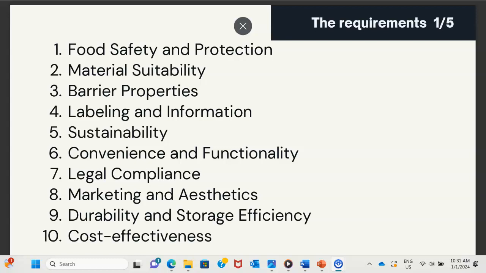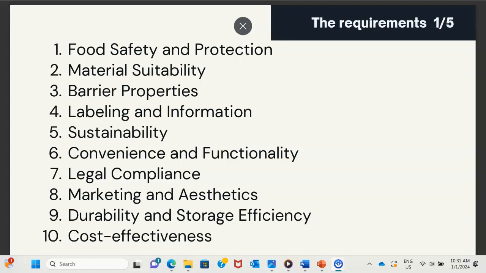Hello again. This is the second part of the food packaging in chapter 5. So I will continue on the third point, which is the requirement of the food packaging. Usually when we want to design a food packaging, there are several requirements that we will refer to. Here are the 10 requirements that we can check or have in mind.